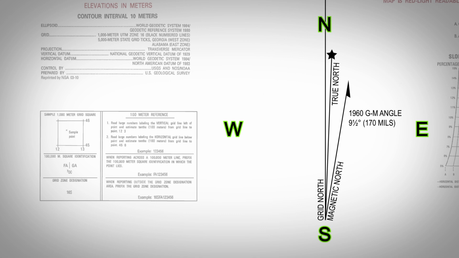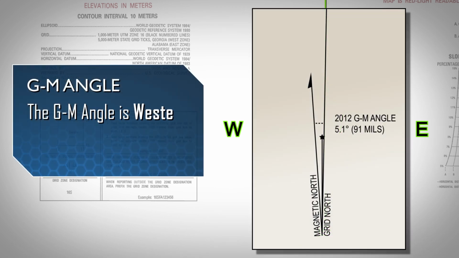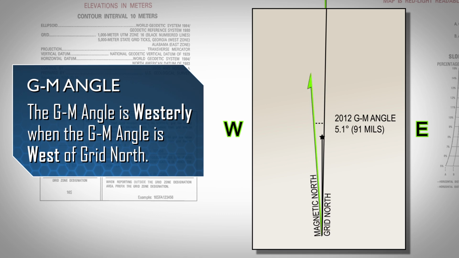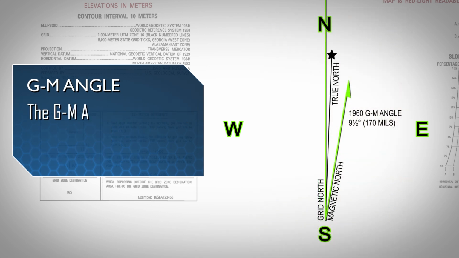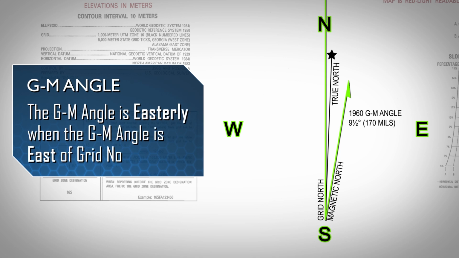Refer to the map's declination diagram. Look at the position of the GM angle relative to the line labeled grid north. The GM angle is westerly when the GM angle is west of grid north. The GM angle is easterly when the GM angle is east of grid north. This example's declination diagram indicates the GM angle is easterly.